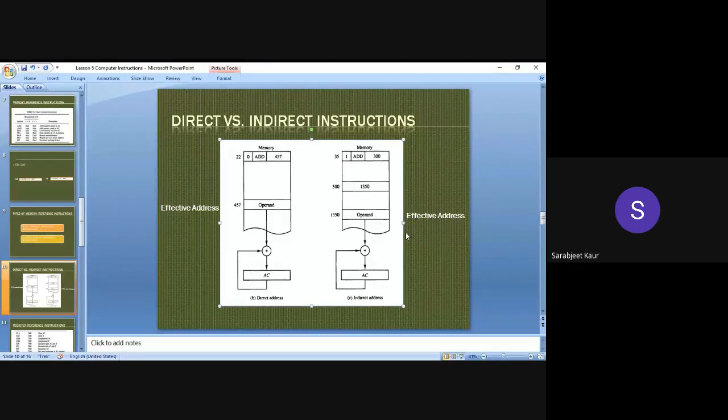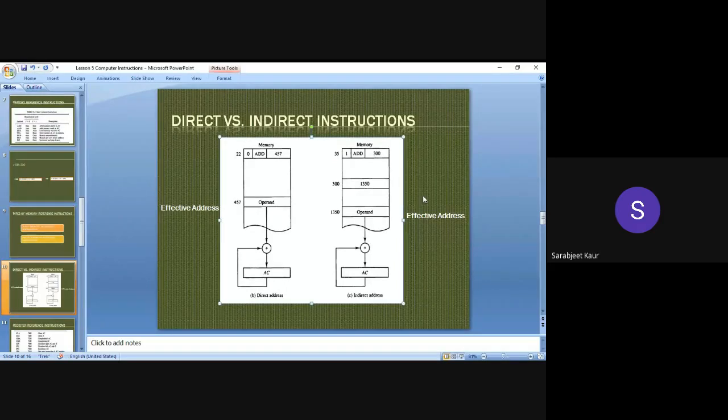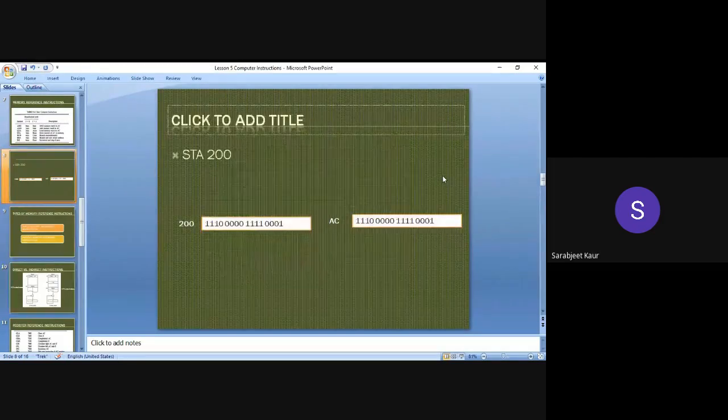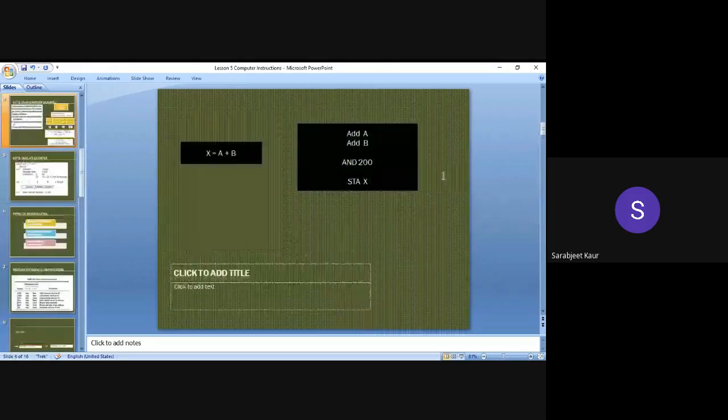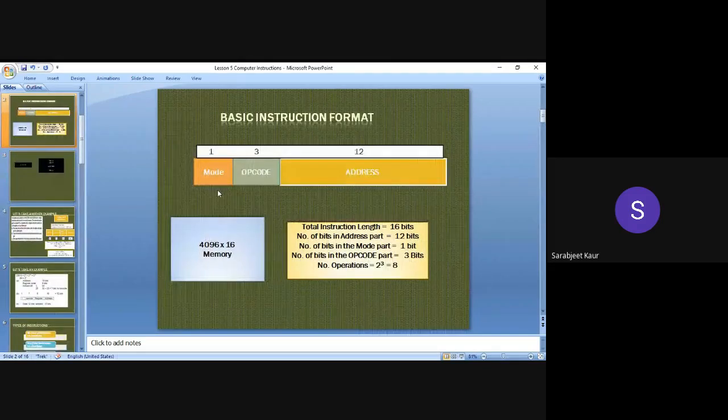Is this clear? Yes, ma'am. So now you understand why we had put this mode bit. I had told you that I'll explain this mode bit later. So this is why we use this mode bit. This is one of the reasons. There is another reason, I'll come to it later. Is this clear for the time being? Yes, ma'am. It is used to distinguish between a direct and an indirect memory address instruction.